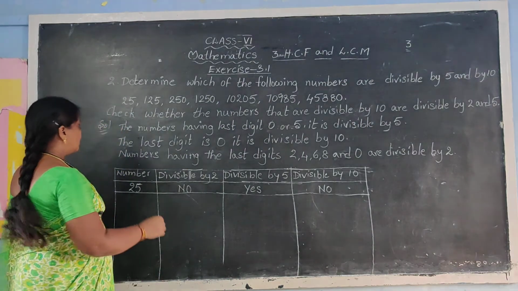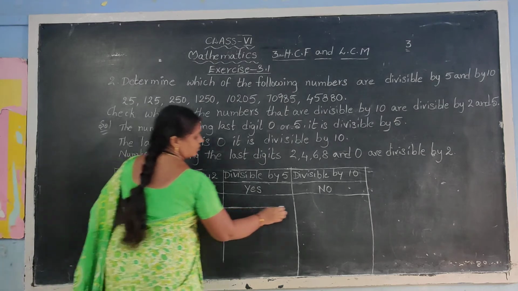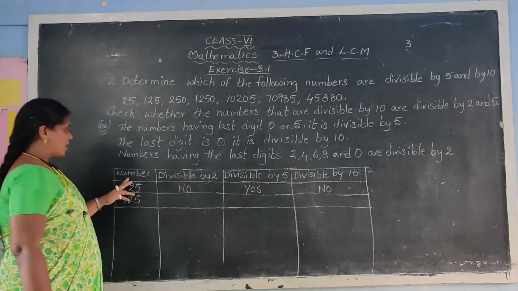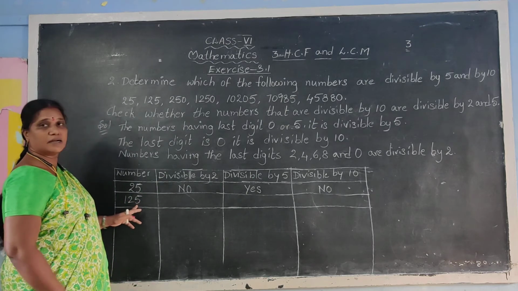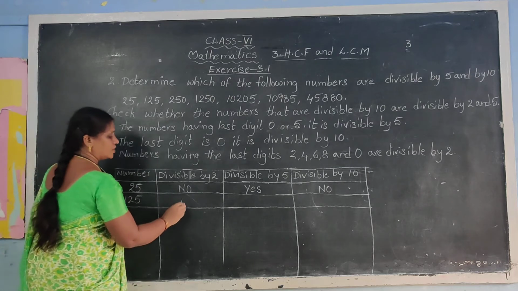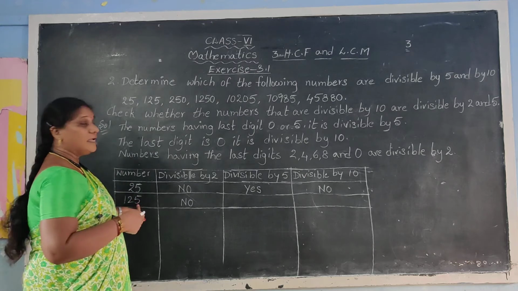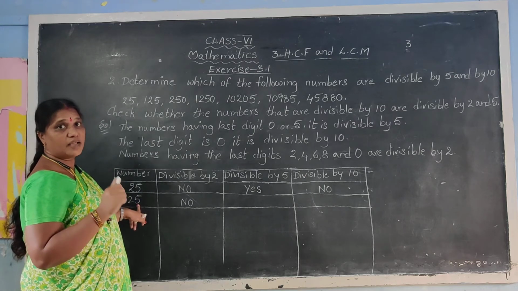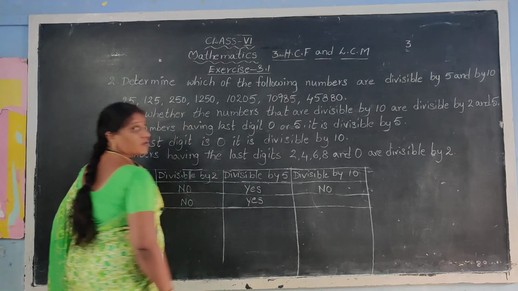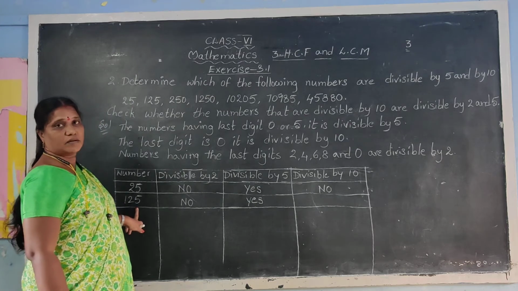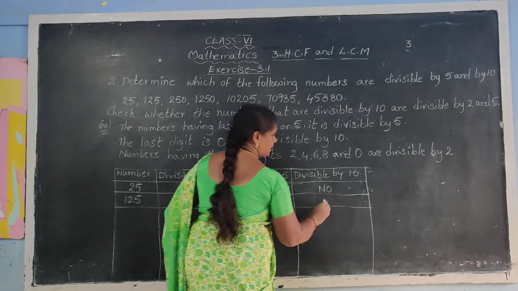Okay? Next, 125. Rule 2: numbers having the last digit 2, 4, 6, 8, 0. Here the last digit is 5, so it is not divisible by 2. Rule 5: in the ones place, 5 or 0, it is divisible by 5. Here the last digit is 5, so divisible by 5. Rule 10: last digit always 0. Here the last digit is 5, so it is also not divisible by 10.